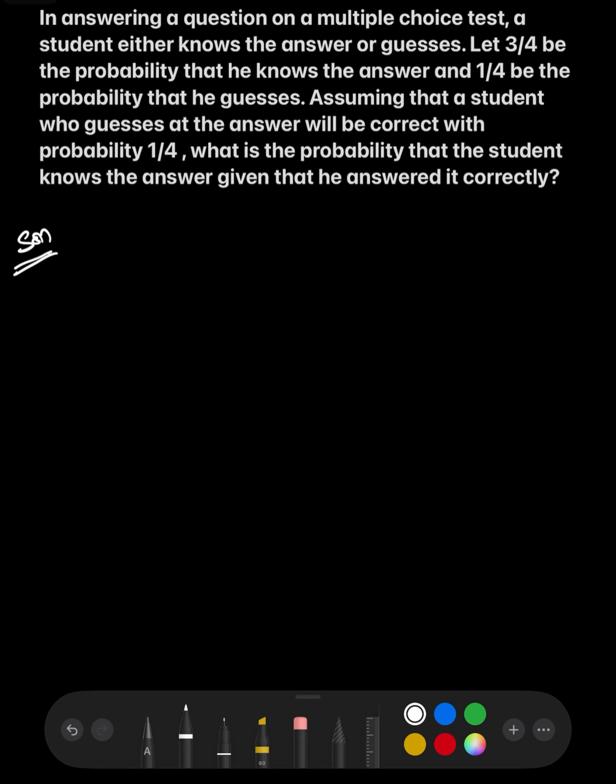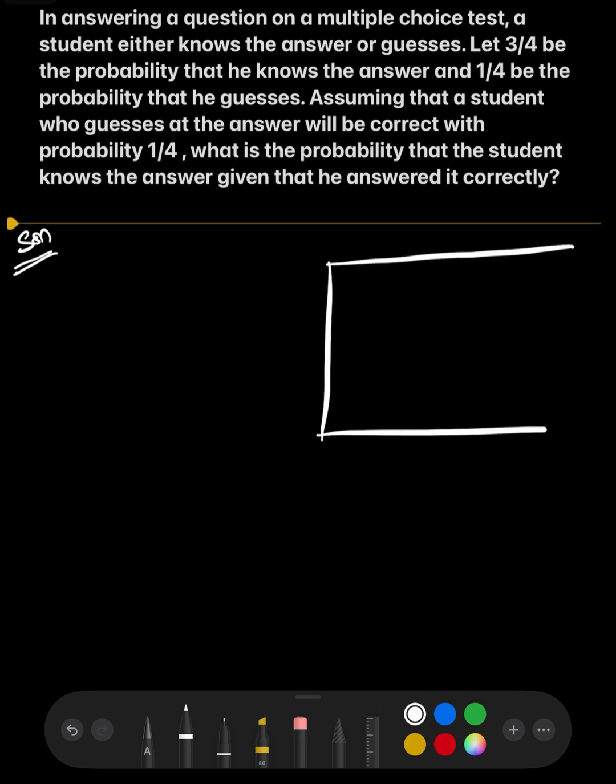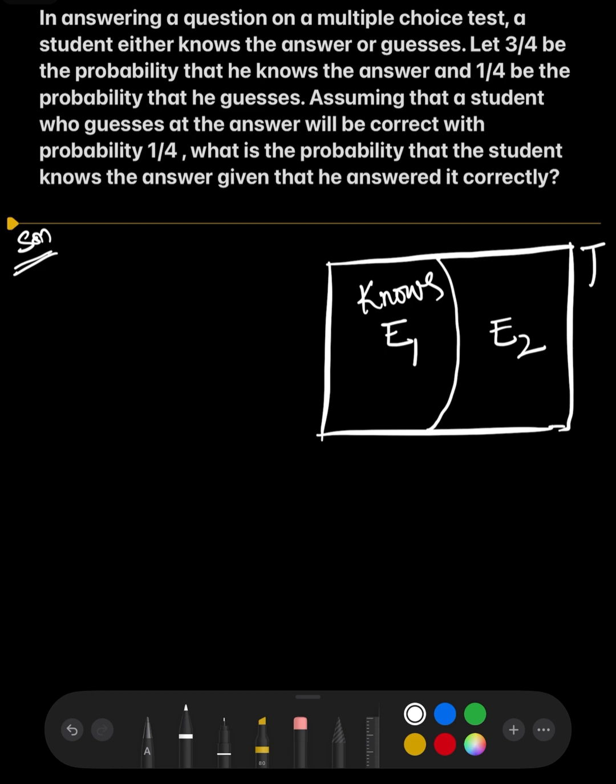Now, coming to the question, he is attempting a multiple choice test. Let us consider that the test is the sample space. In the test, any student either knows the answer or guesses the answer. There will be two events here. The first one is he knows the answer. Even when he knows the answer he can attempt, and when he guesses the answer he can attempt. There will be two possibilities, right?